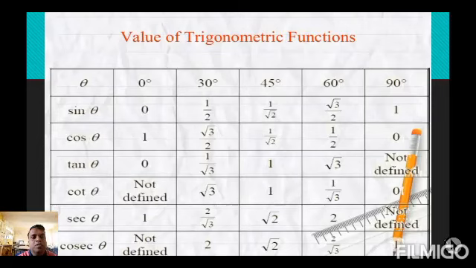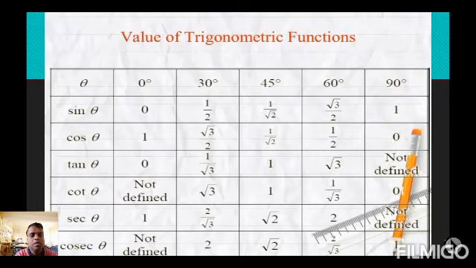So, cot 0 is not defined, cot 30 degrees is root 3, cot 45 degrees is 1, cot 60 degrees is 1 by root 3, cot 90 degrees is 0. Sec is the reciprocal of cos, so sec 0 is 1, sec 30 is 2 by root 3, sec 45 is root 2, then sec 60 is 2, sec 90 is not defined. Then cosec theta.